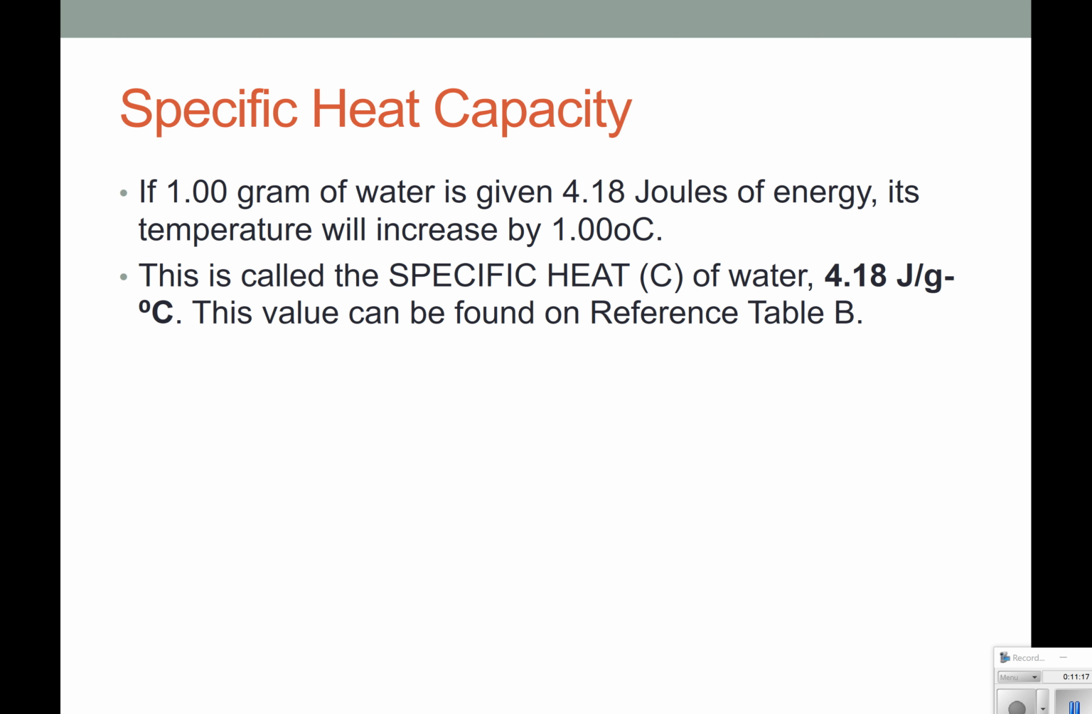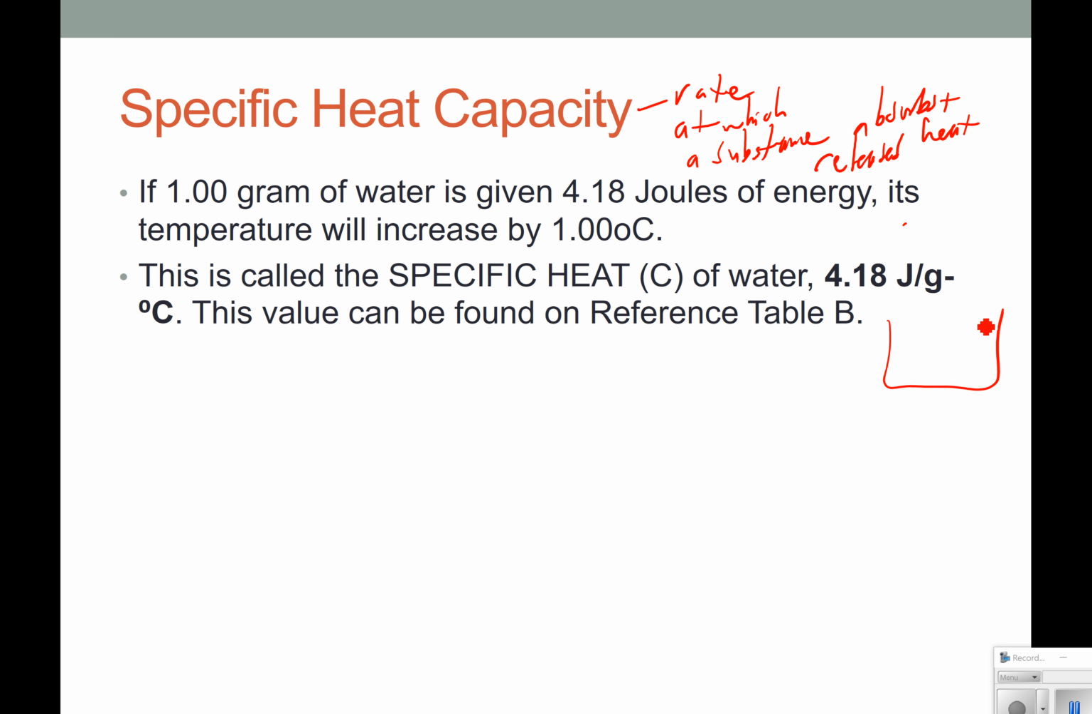Now, specific heat capacity we discussed briefly in our last lesson, but specific heat capacity has to do with the rate at which a substance absorbs and releases heat. And I'll give you a good example of this. If you take a pot of water and you put it on the stove, you're going to boil some water for some pasta.